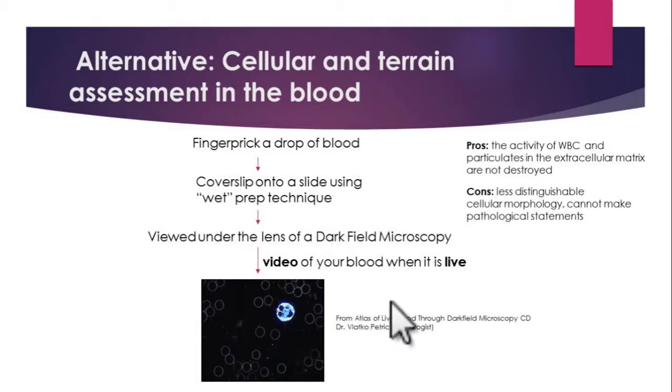The pro of this technique is that the activity of WBCs and anything in the extracellular matrix are not destroyed, so that we can actually see things that may be of subclinical or clinical significance to you. And the con of it is that it offers less single-cell morphology, and we cannot make pathological statements or name diseases that you may have. For example, from live cell microscopy, we can't say you have sickle cell anemia.